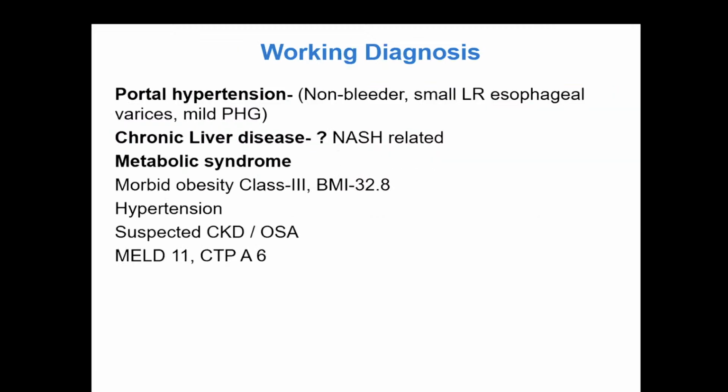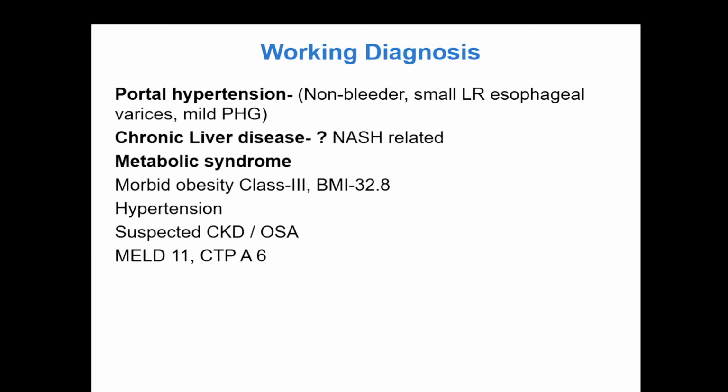And the working diagnosis for this patient, therefore, was a portal hypertensive patient, non-bleeder. He had small low-risk varices. His chronic liver disease was possibly due to NASH. He had components of metabolic syndrome and had morbid obesity class 1 based on WHO standards, but Asian standards class 3. He was diagnosed with hypertension recently. Suspected chronic kidney disease, again, maybe obesity related, also had obstructive sleep apnea.